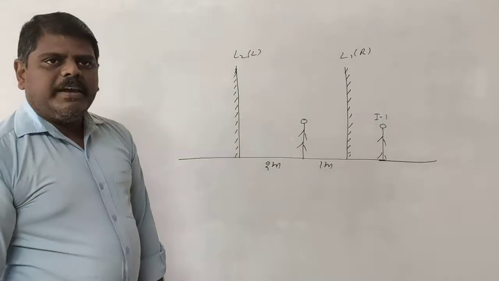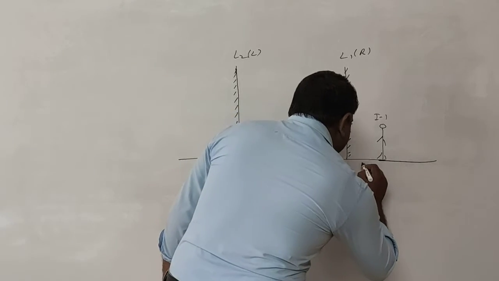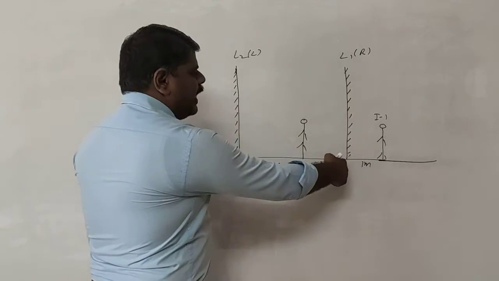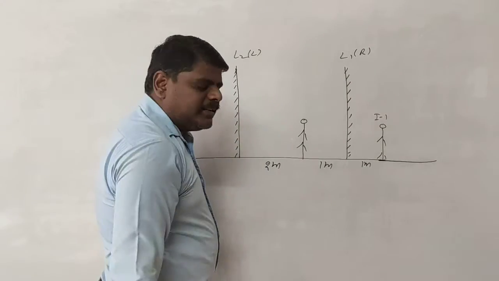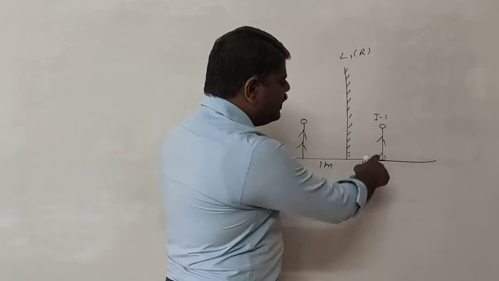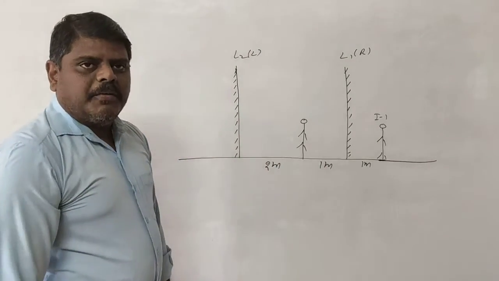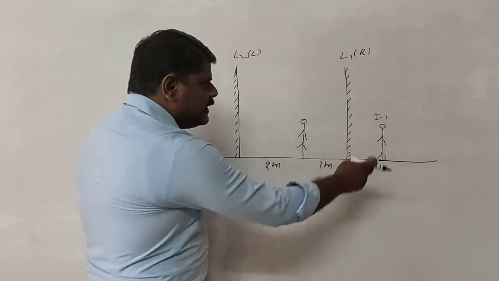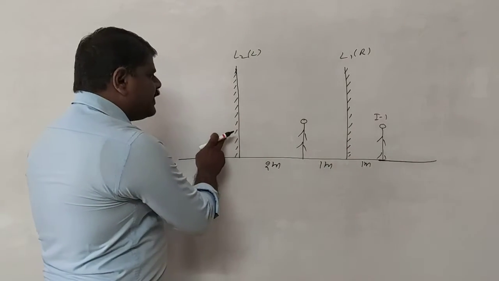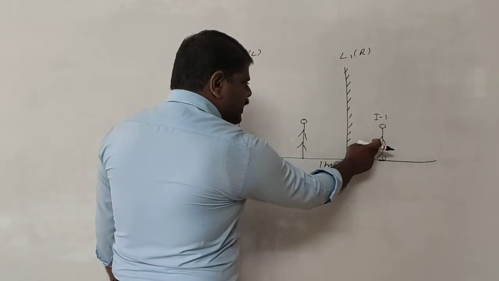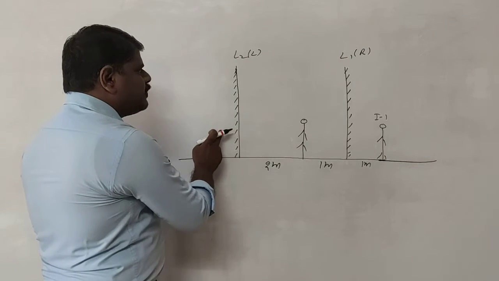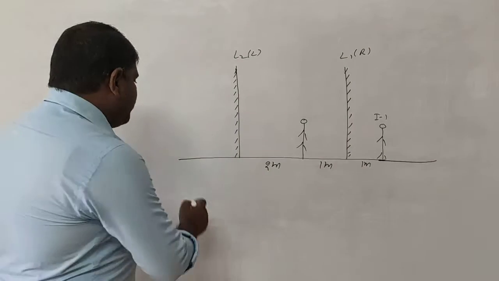What is it called? The image 1. And at what distance will it be? 1 meter. Because the person is at a 1 meter distance, the image is going to be produced at the first meter distance. Now, next what happened? This image will become the object for this one, and where is it going to be produced?